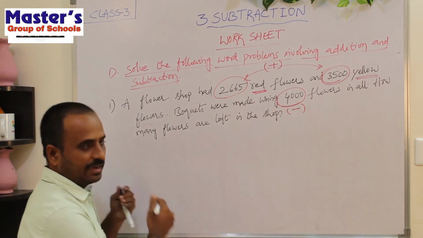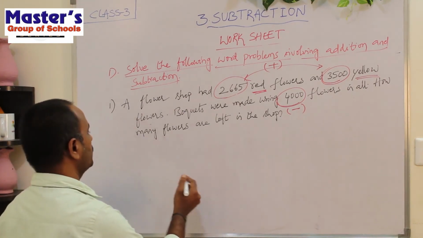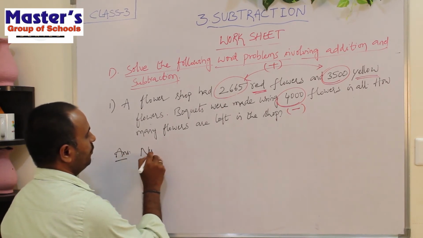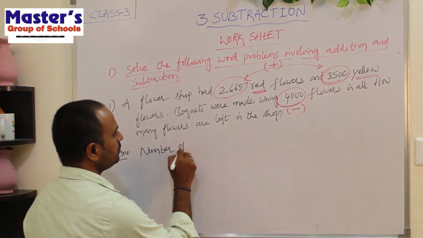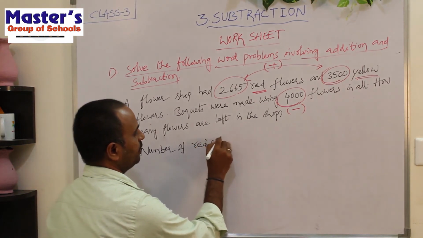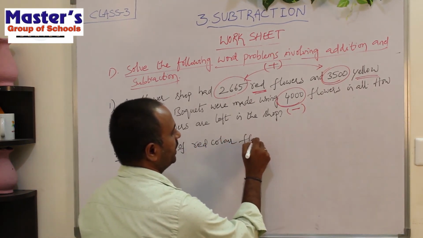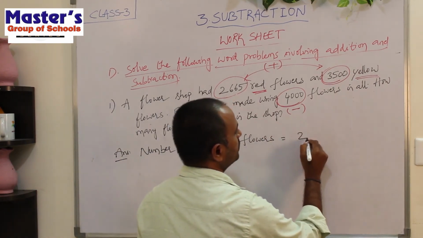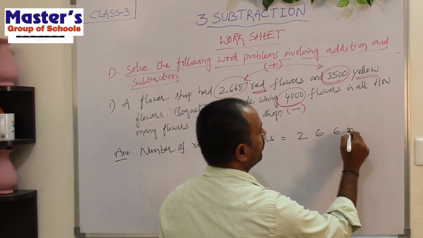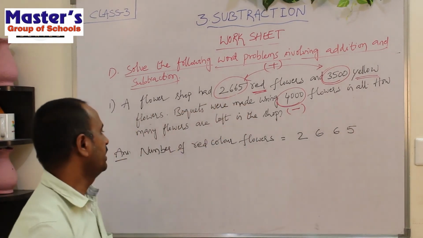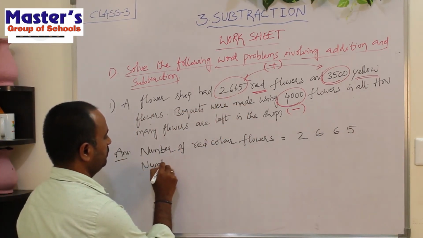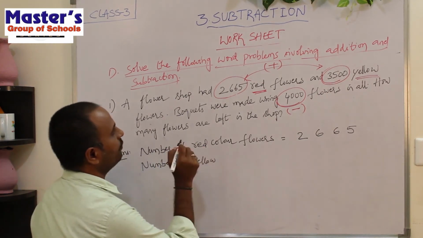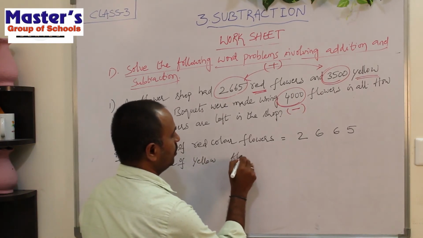Children, write the steps first. How many red flowers are there? Number of red color flowers. Children, how many red color flowers are there? There are 2665 red color flowers. Next, number of yellow color flowers, that is, yellow flowers.